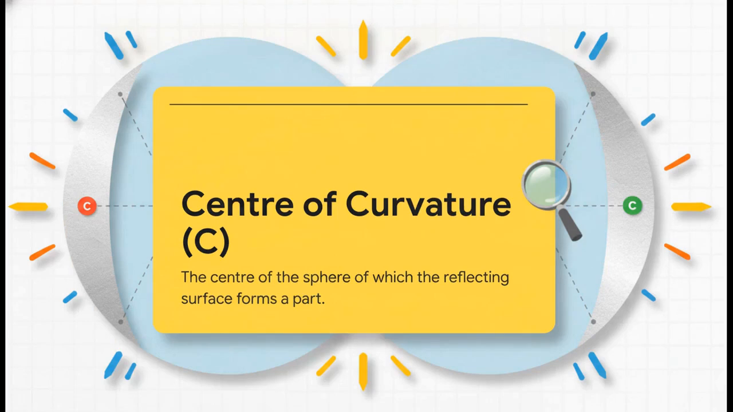Remember that imaginary glass sphere we just talked about? Well, C is the absolute center of that sphere. And notice that it sits completely outside the actual reflecting surface. For a concave mirror, it's hanging out right in front. But for a convex mirror, it's hiding completely behind the mirror.